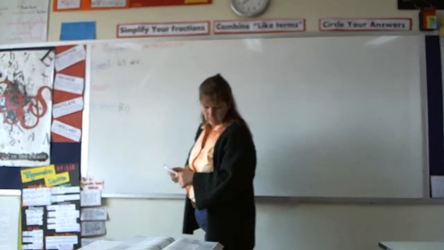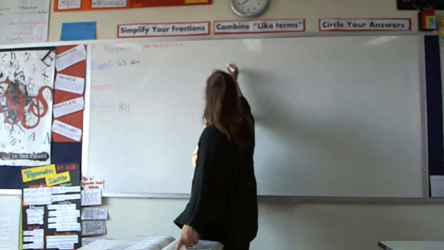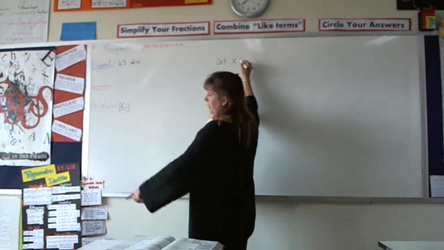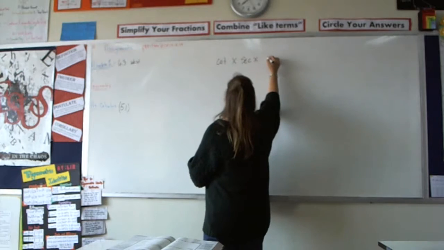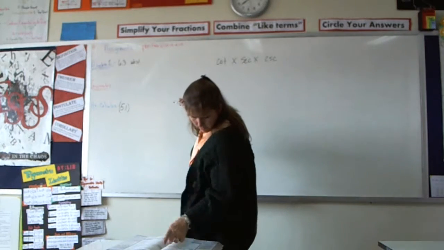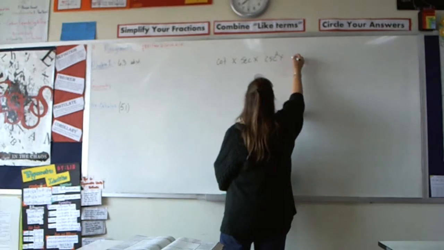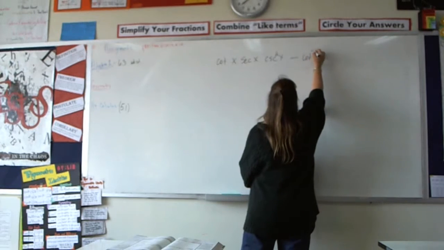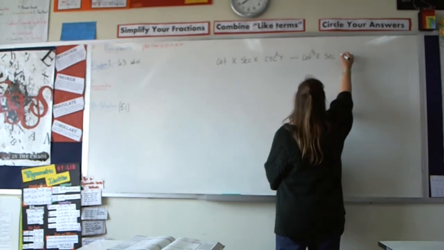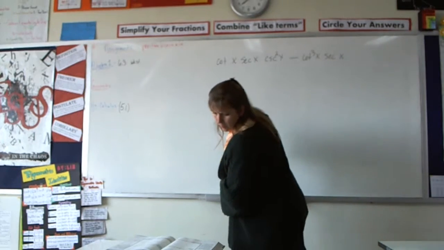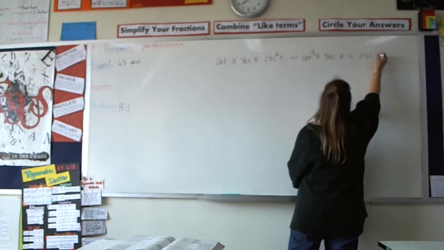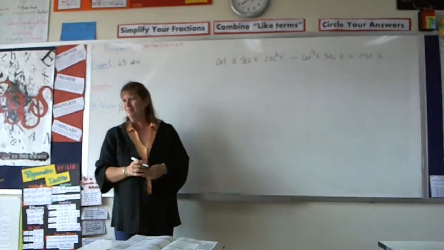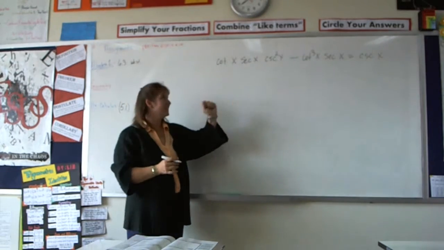Okay, example, where are we at? Example 4. Verify cotangent x secant x cosecant squared x minus cotangent cubed x secant x equals cosecant x. Equals, finally an equal sign. Okay, which one's the simpler side? Just curious if you know. The right side, all right? It seems obvious. Okay, let's look at this one.